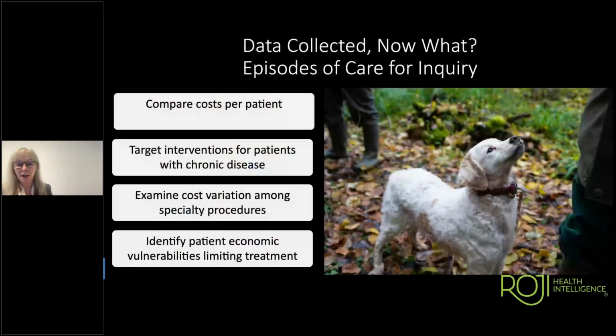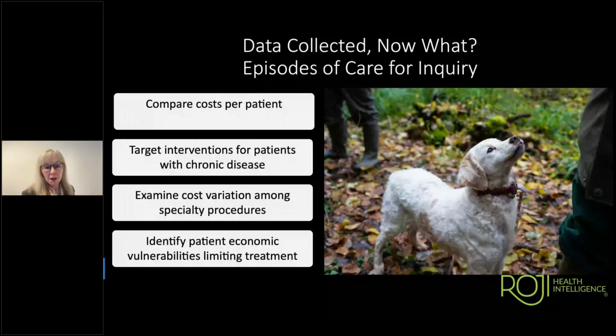So once your data is collected, then what? Then you want to compare the costs per patient. You want to target patients for targeted interventions for chronic disease and do so in a way that is going to meet priorities that you have and do it economically as well. You don't want to go after a lot of conditions where you don't have volume. You want to address volume first of your patients and critical situations to improve patient care.